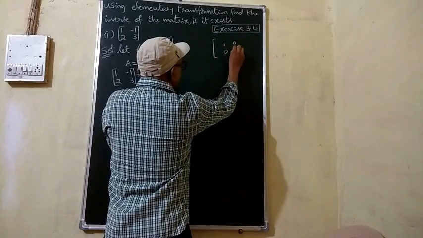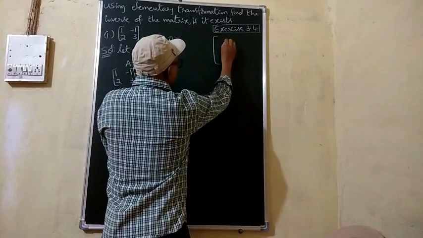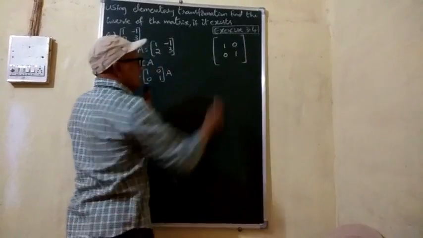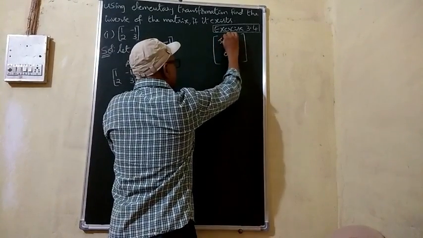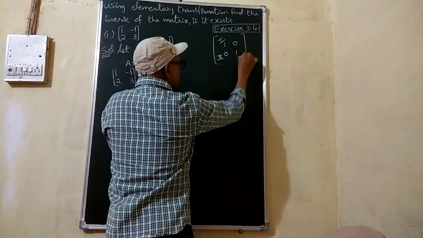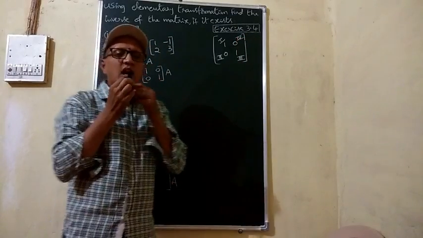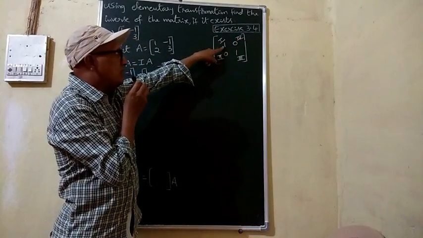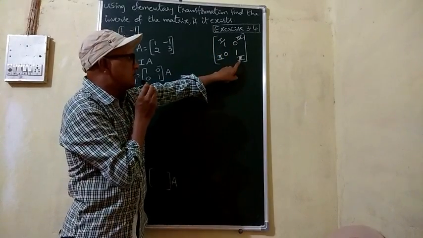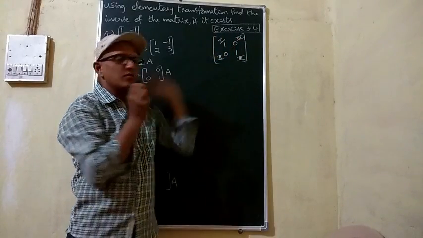1 0 0 1. This is the first one, this is the second, this is the third, this is the fourth. Means first we have to try to bring 1. Next we have to try to bring 0. Next we have to try to bring 0 again, then 1. Next we have to try to bring 0.